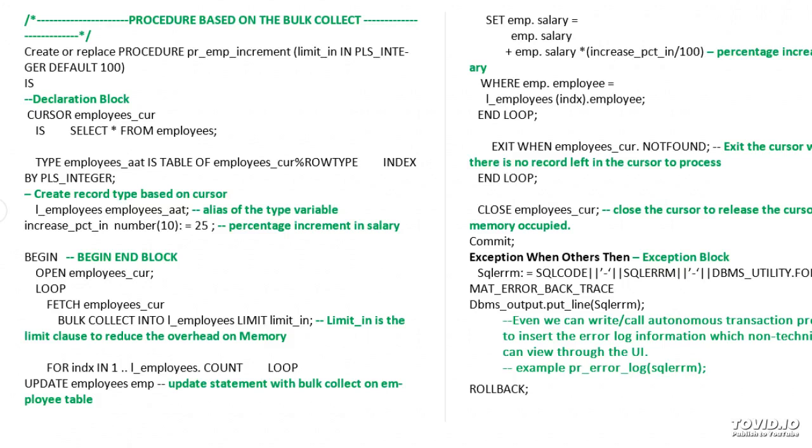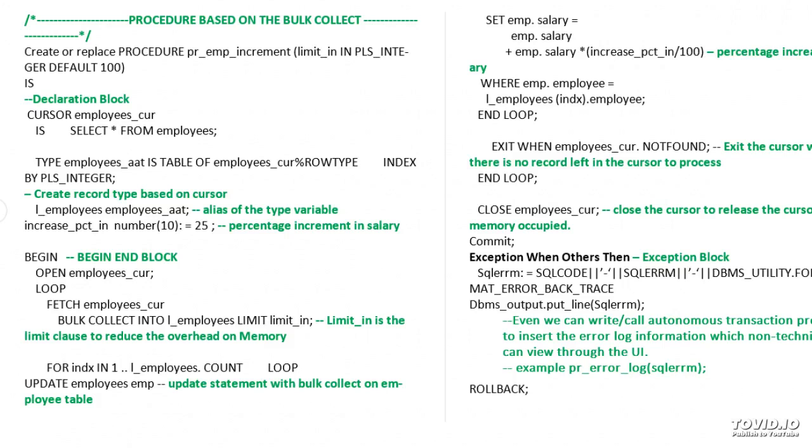So in this begin end block, I am opening the cursor in a loop. I am fetching the cursor data with bulk collect into the type which I created in the declaration block. The type name is l_employees, with the limit. I gave the limit also for how much data I can fetch at a time. We use the limit clause to reduce the overhead of memory, SGA memory.